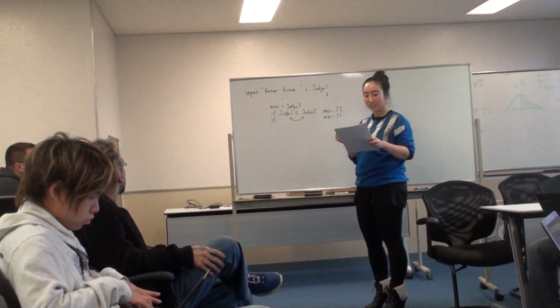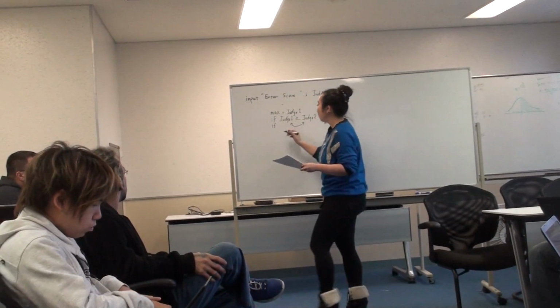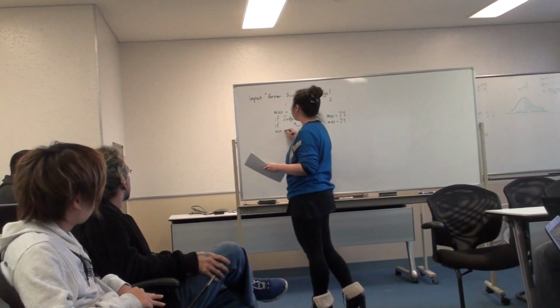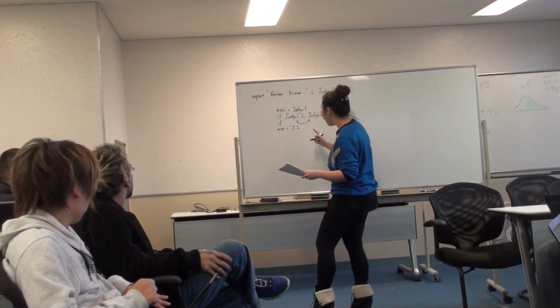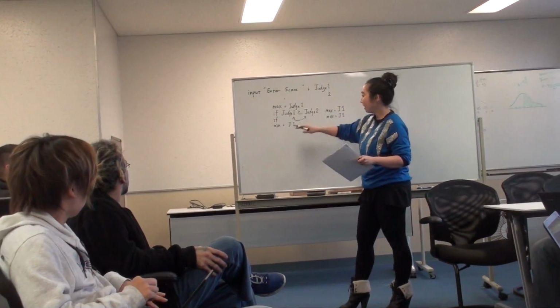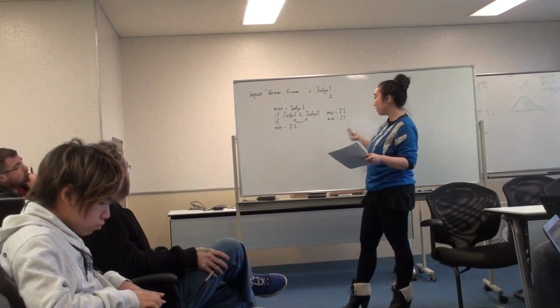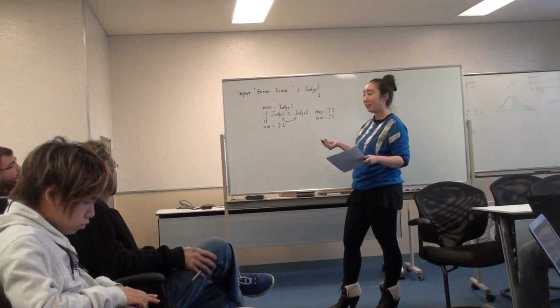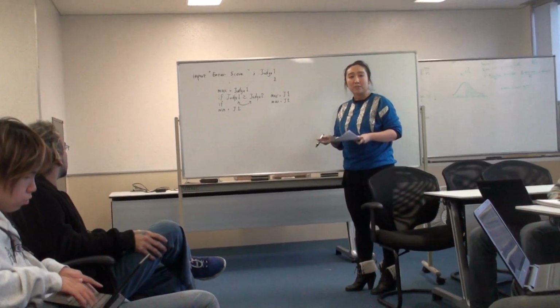Okay, and then it's kind of the same. Suppose minimum equals judge 1, then it's the same stuff. If judge 1 is greater than or equal to judge 2, then minimum equals judge 1, right? And then the opposite way. Let me say the same thing. In other words, a very good approach.